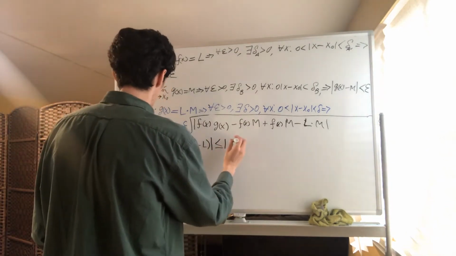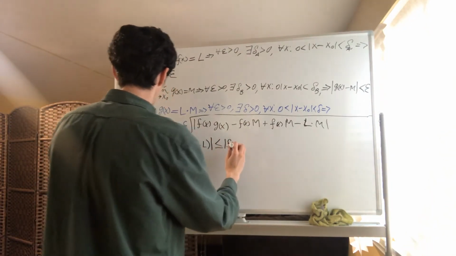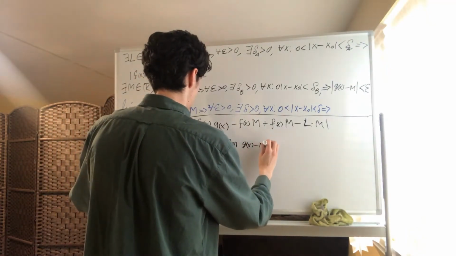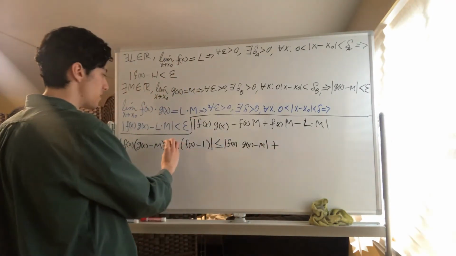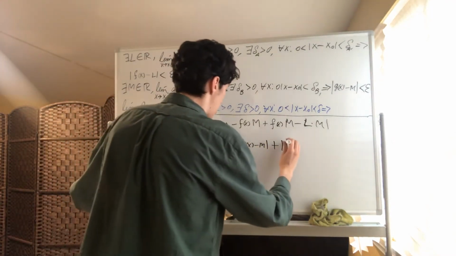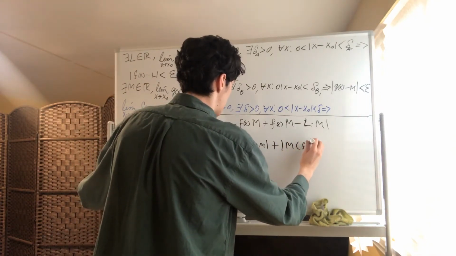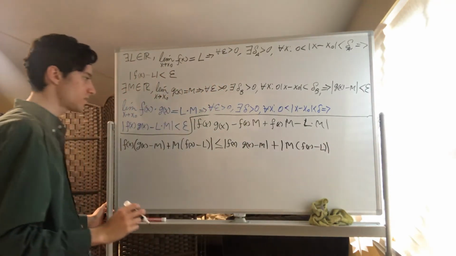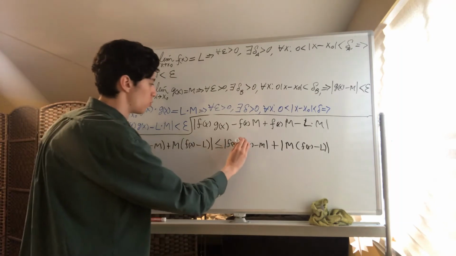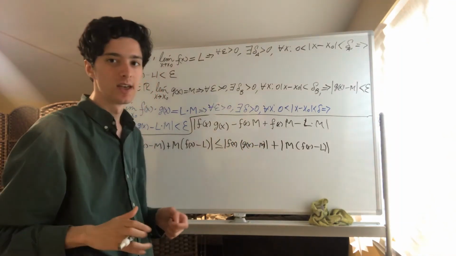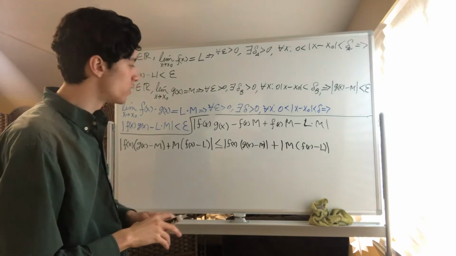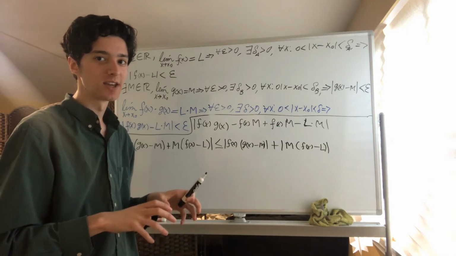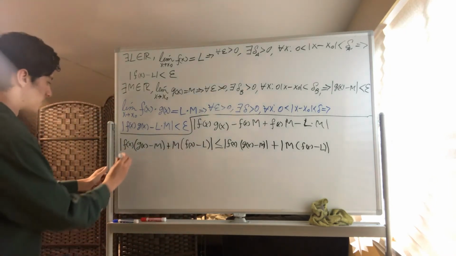So this is less than or equal to the sum of f of x times g of x minus m, and m times f of x minus L. That's all in absolute values. And now, we can look at these terms on here. By a property of absolute values, we can break up each of these absolute values into the absolute value products. So I'll write that as follows.